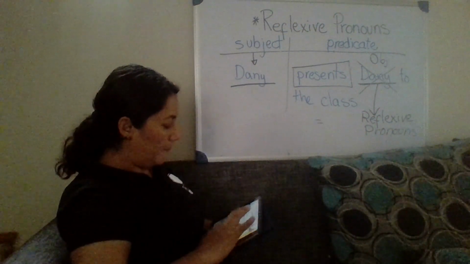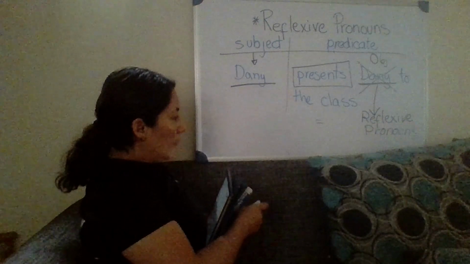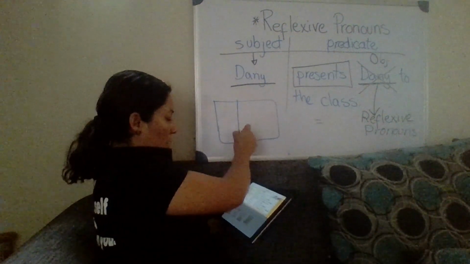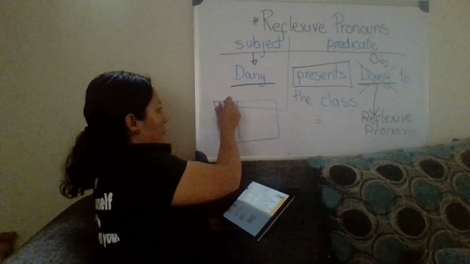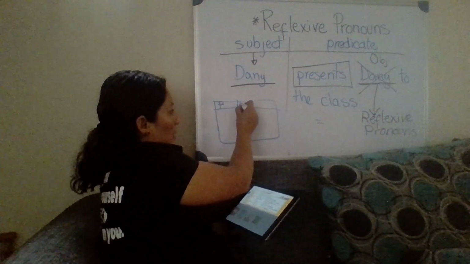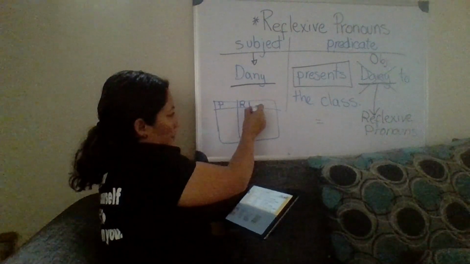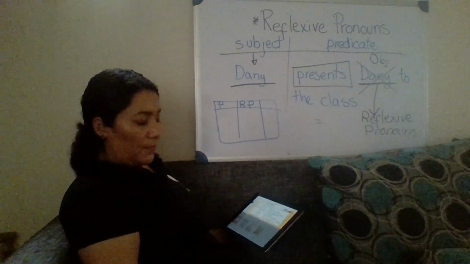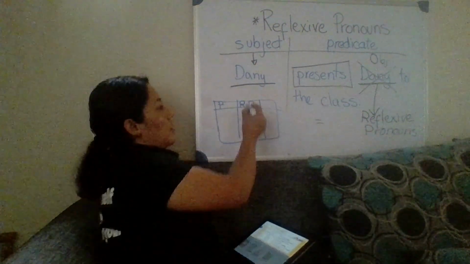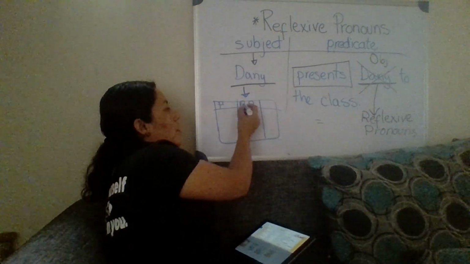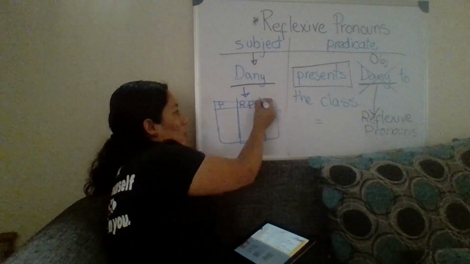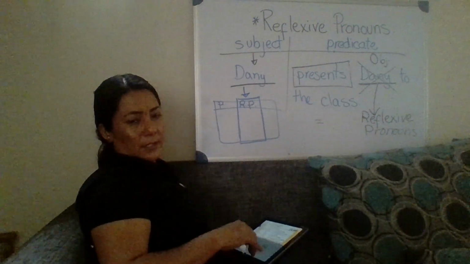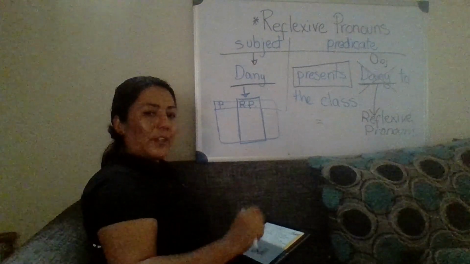There we have a chart. I'm going to show you the chart. In the chart, we have the first column for pronouns, the second column for reflexive pronouns, and the third column for examples. What I need you to pay attention to is the second column, the reflexive pronouns. There are only 7 reflexive pronouns.